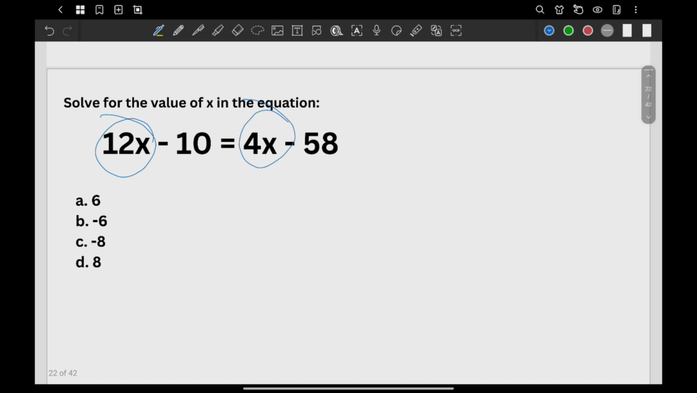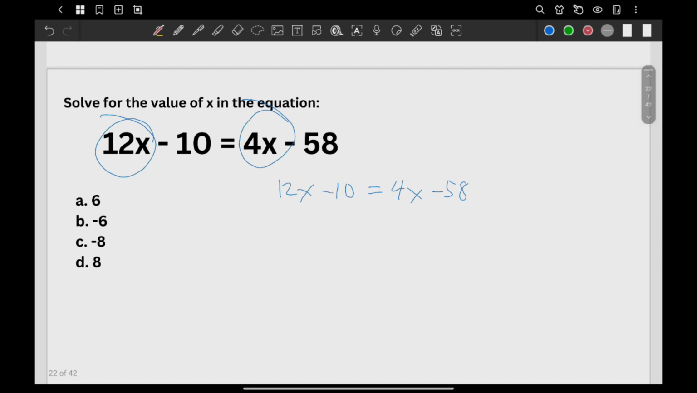Okay, so if the case is like that, here's the thing. You compare them, 12x and then 4x. Which one is smaller? Is it the 12x or the 4x? It's the 4x, right? So I'll just put it here. So 12x minus 10 is equal to 4x minus 58. So what you do here is you just have to transpose the smaller one. The smaller value will be the one to adjust.